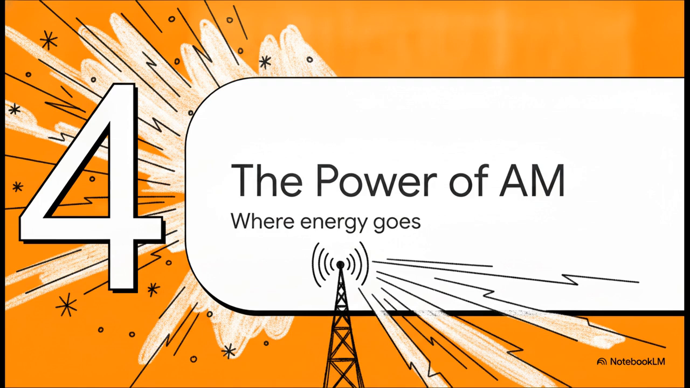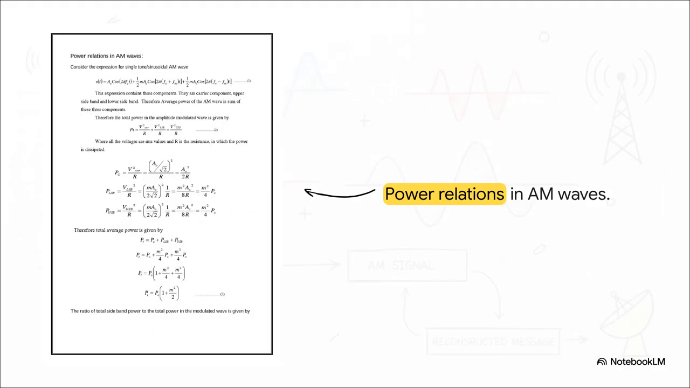Where does the energy go? Okay, let's move past just the shape of the wave and look at the physical reality of how power is distributed within it once it actually leaves the transmitter. When looking at the power relations in an AM wave, we really want to focus on the total power equation. It sums up three distinct components: the power of the carrier wave itself, the power of the lower sideband, and the power of the upper sideband. These three elements combine to give us the total average energy blasting out of the antenna.